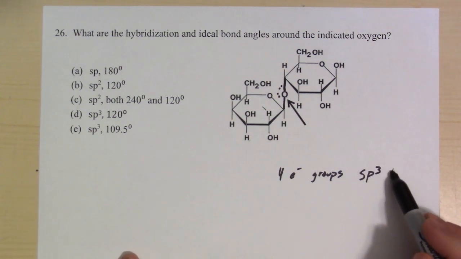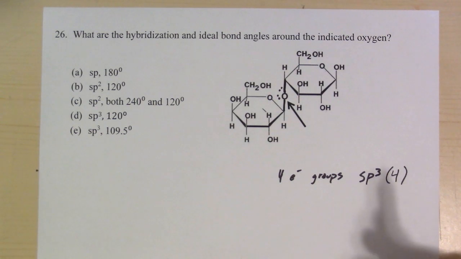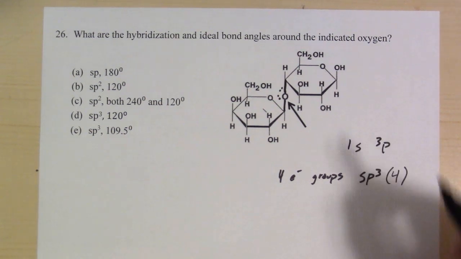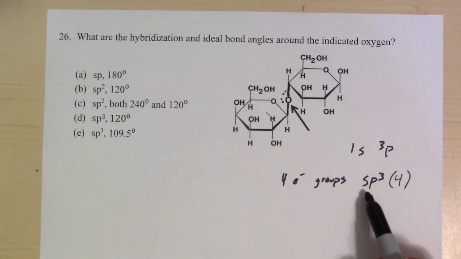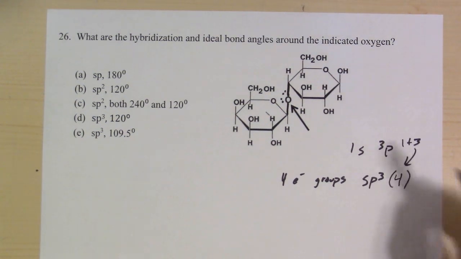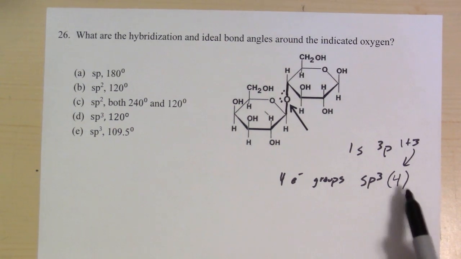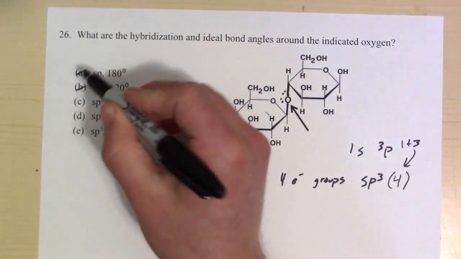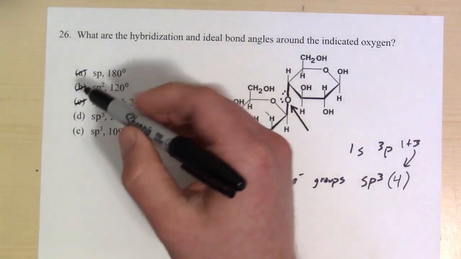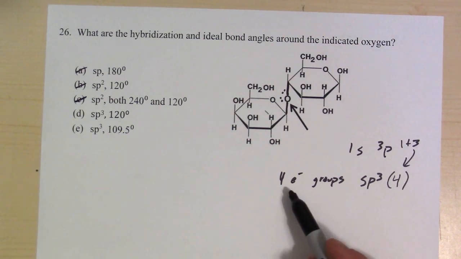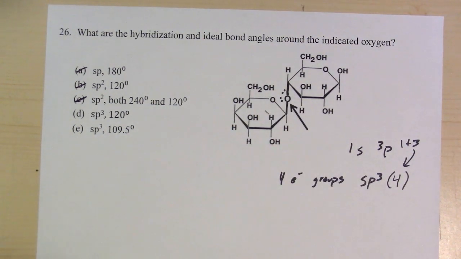There's 4 sp3 orbitals. When you combine 3 p orbitals and 1 s orbital, you get 4 sp3 orbitals. 1 plus 3 is equal to 4. So you need 4 orbitals when you have 4 electron groups. So sp would be out, sp2 would be out, leaving us with either D or E. Those are the only choices that have 4 sp3 orbitals to accommodate our 4 electron groups around oxygen, 2 bonding groups and 2 lone pairs.